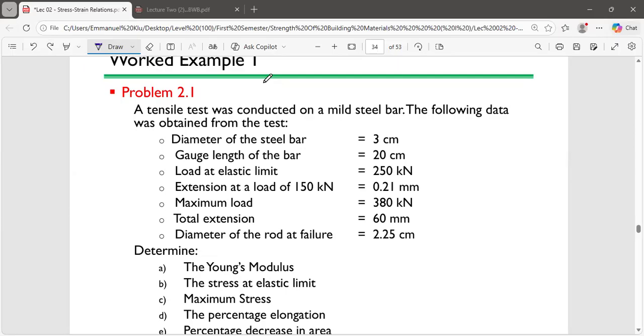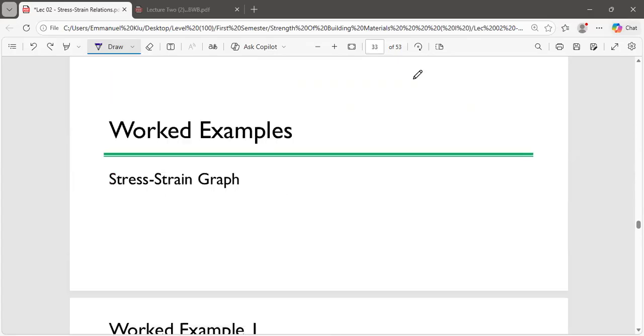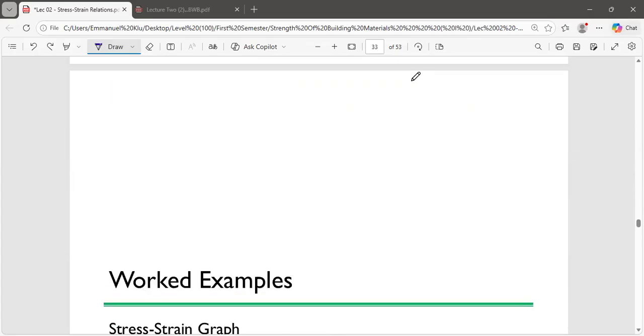Please, I want you, the proof stress, I'm trying to get it, but I'm not getting it. So I want you to shed further light on proof stress and then how we can calculate it and find it on the graph. All right.